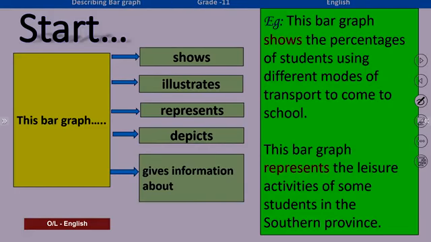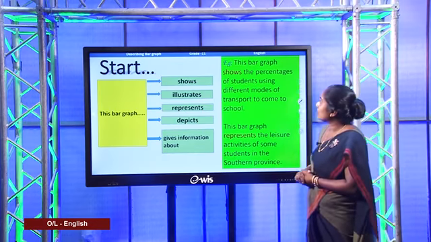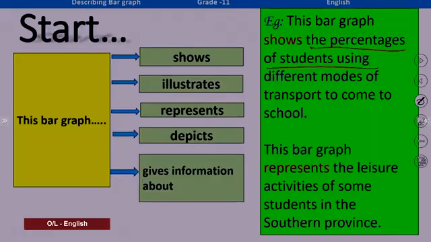This bar graph shows the percentages of students using different modes of transport to come to school. Look at the second example. This bar graph represents the leisure activities of some students in the southern province. Now here I have used this bar graph shows and this bar graph represents. Here you can see these words are given in the question itself or in the graph. So don't worry about these words.